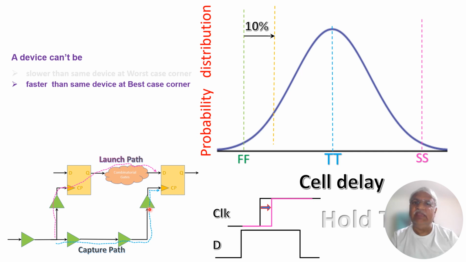Whatever the delay is, assume it is 0.8 nanoseconds. Then we will increase it: 0.8 into 1.1, considering the 10%. So that will be this. When the cumulative data arrives here, this flip-flop sees the clock coming slightly late. This is how we are now mimicking the scenario of variations.